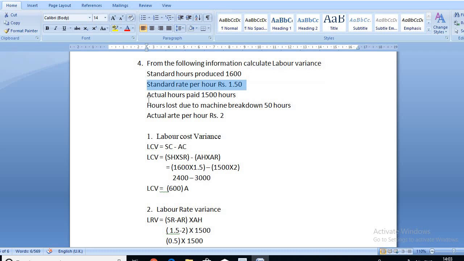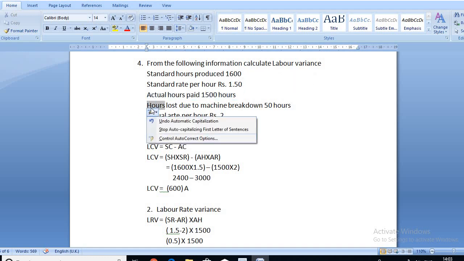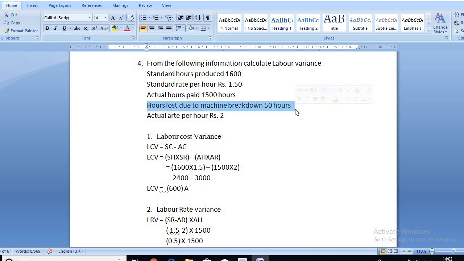This is SR. Now actual hours. So actual hours how much? 1500 hours. So in that, hours lost due to machine breakdown 50 hours. So total number of hours worked by workers is 1500 hours. Workers worked 1500 hours. But in that 1500 hours, they did not work for 50 hours because of the machine breakdown. Now the actual rate per hour, rupees 2. This is AR.